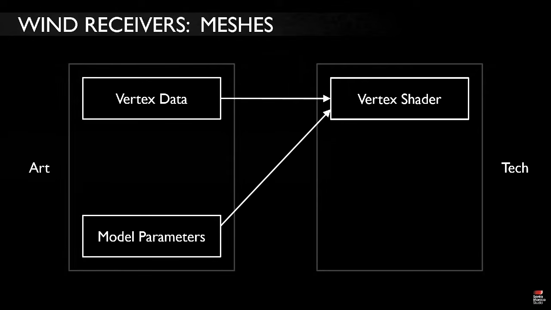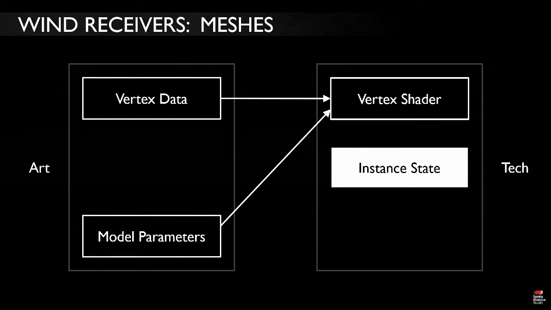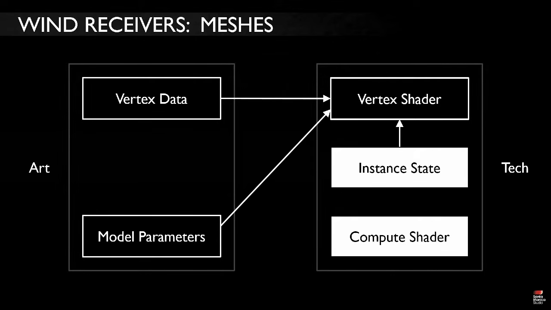These are both used by the vertex shader on the text side, and this is all that you need for a static wind system. For dynamics, we add state for each model instance, and the vertex shader uses this. And we have a compute shader that grabs those states each frame and updates them. This mostly involves scrolling noise and smoothing the raw wind signal. Some of the model parameters are also used to update this behavior.